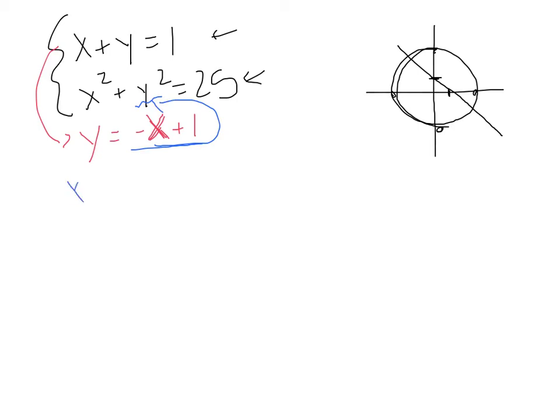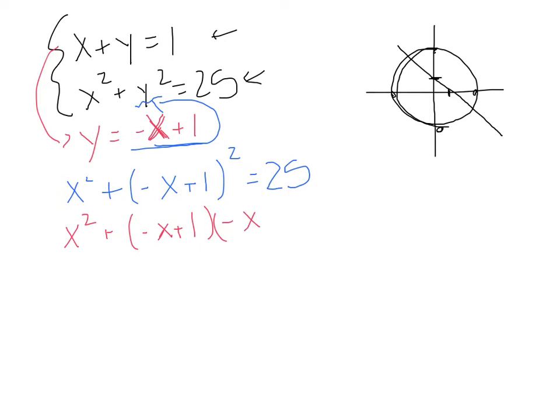So what I'm going to do is substitute this negative x plus 1 for y into the second equation. So we have x squared plus negative x plus 1 squared equals 25. Good thing we spent all that time distributing, because that is what we are going to have to do in this problem. We have x squared plus negative x plus 1 times negative x plus 1 equals 25.